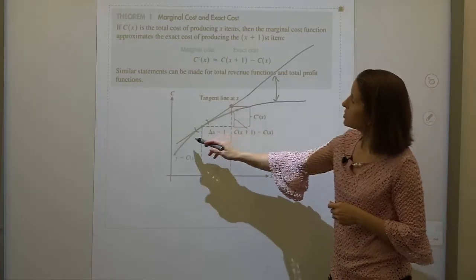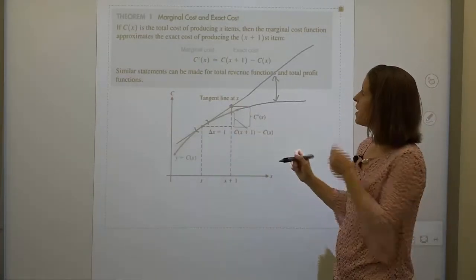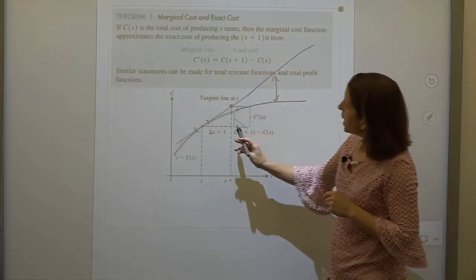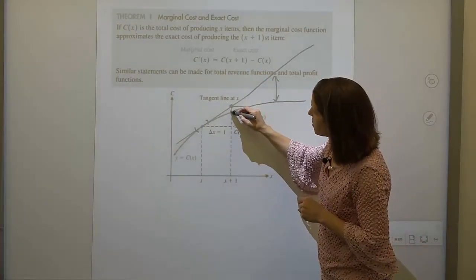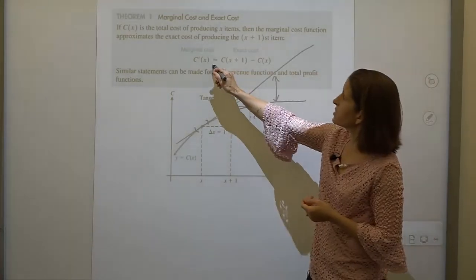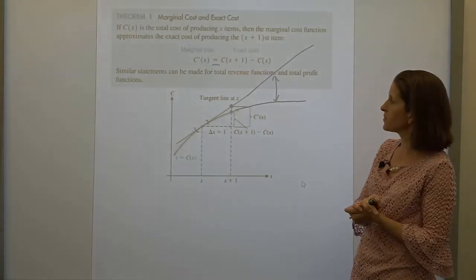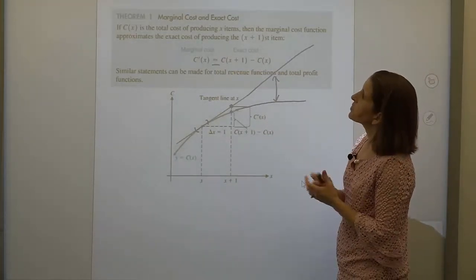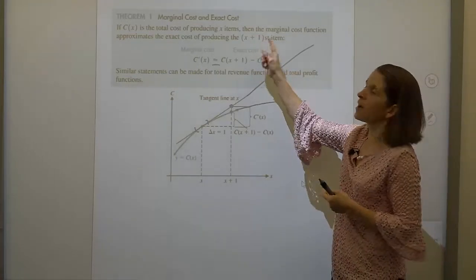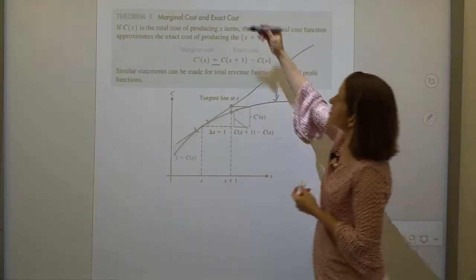Versus if we actually use the curve and so use the original function and subtract, we'll get something slightly different, but they're pretty close to each other. And that's why we have this squiggly, that it's an approximation. So if we want to know the cost of making just the x plus first item, what do they mean by this? Let's put some numbers in.